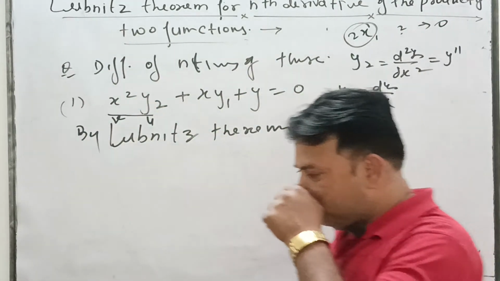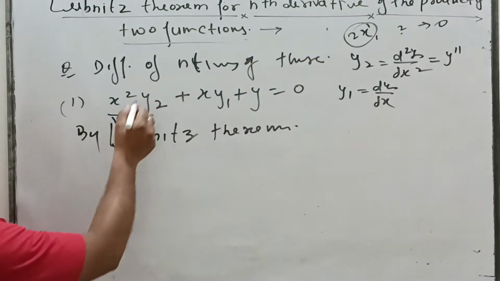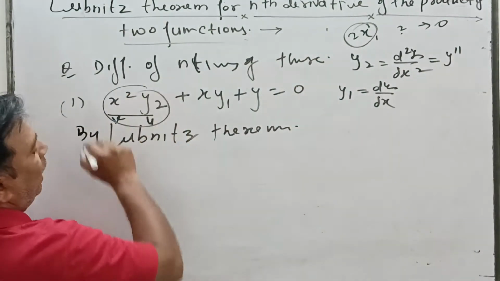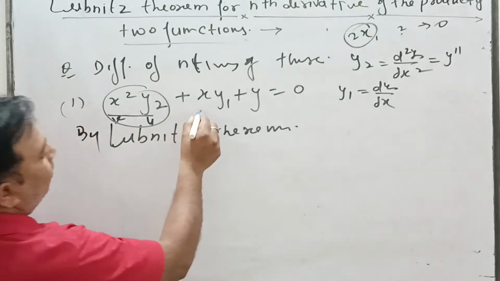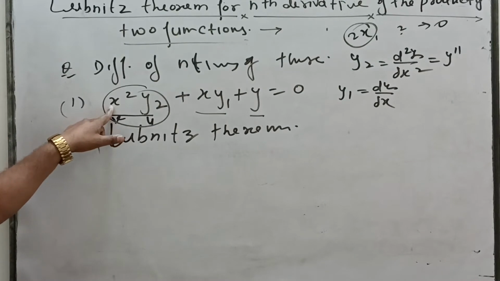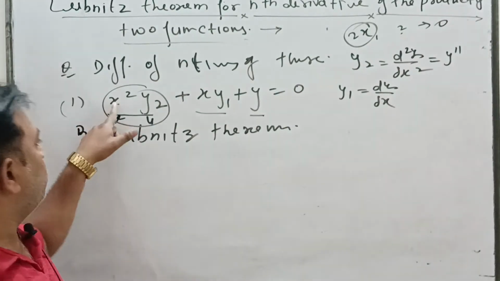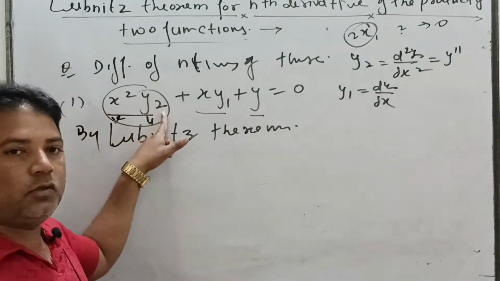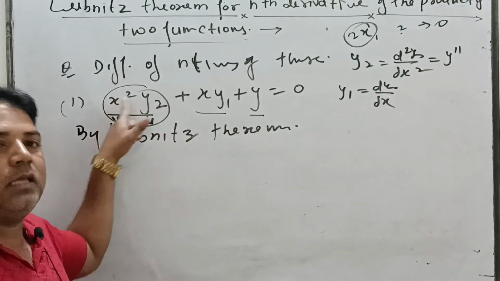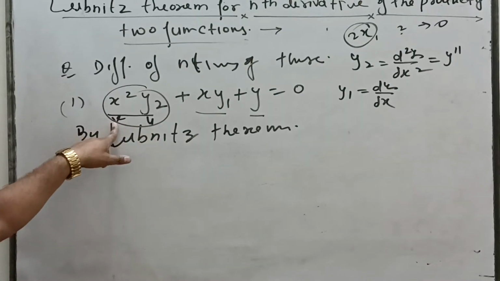U is the nth derivative, find for any functions. Now first we apply this term, after then a similar process we apply to this and this. This is a product of two functions. Leibniz theorem is also used to find the nth derivative of the product of two functions. So two functions: x square and y2. This is the first function and this is the second function. Now we let this be u and this be v.